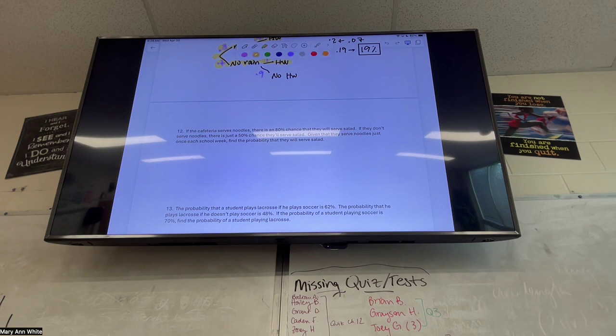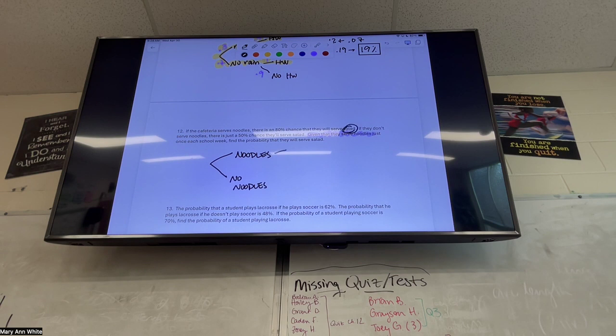Okay, like the last one, I go to the very last sentence for the given. That's going to be my first part, my first branch of my tree. So I'm going to start my tree diagram and I'm going to say noodles. I'm going to say no noodles. That's my given. And from there, we care about salad and no salad.